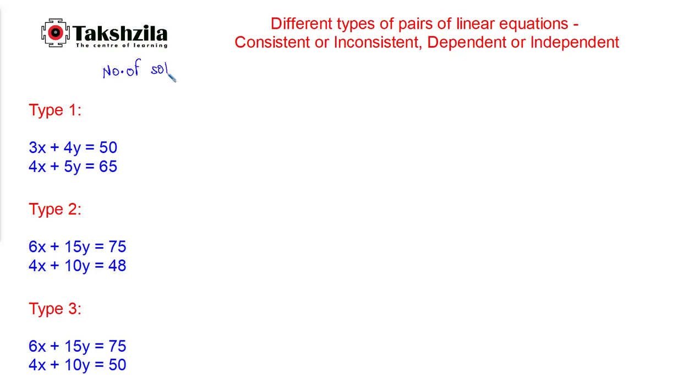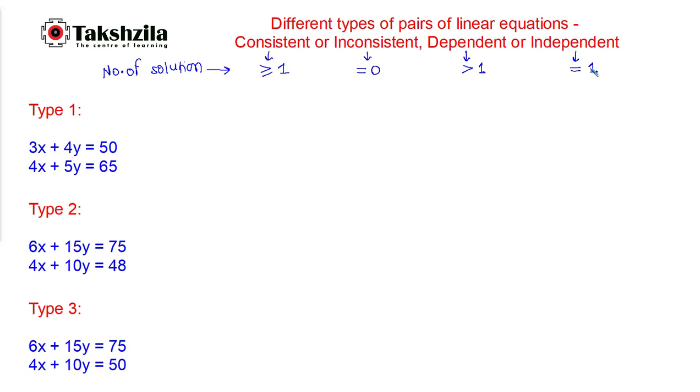If the number of solutions is greater than or equal to 1, then that pair of linear equations is called a consistent pair. And if the number of solutions is equal to 0, then that pair of linear equations is called inconsistent. If the number of solutions is greater than 1, then that is a dependent pair of linear equations, and if the number of solutions is equal to 1, then that is an independent pair of linear equations. Now let's have a look at these three types of pairs of linear equations.